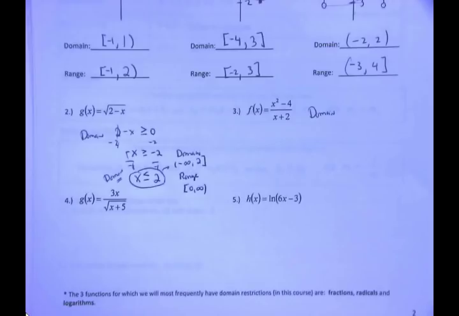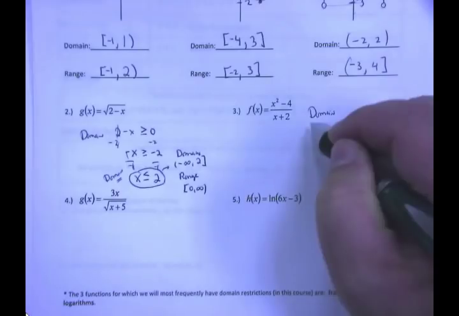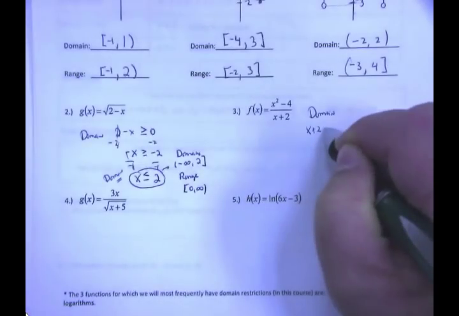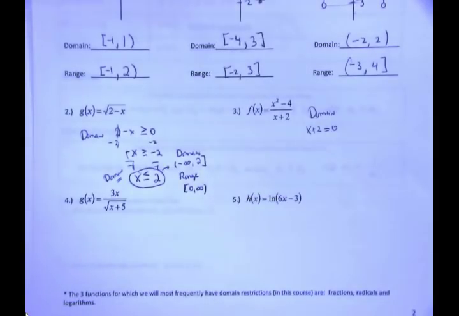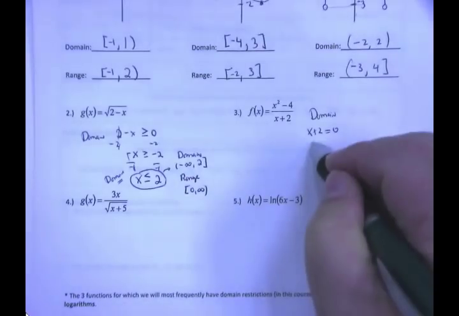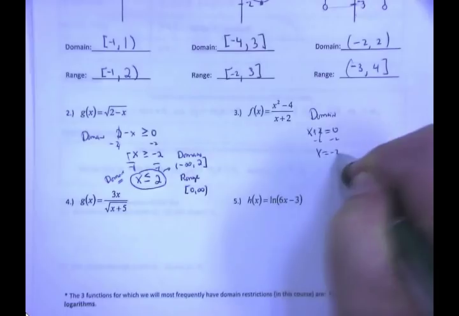Well, this one's real easy. I'm dividing. What's the one thing I can't divide by? So I'm going to take that x plus 2 and set it equal to 0, which is what I'm not supposed to do, because I've got to figure out where that is equal to 0 and omit it. So I'm going to subtract 2 from both sides. x is equal to negative 2.